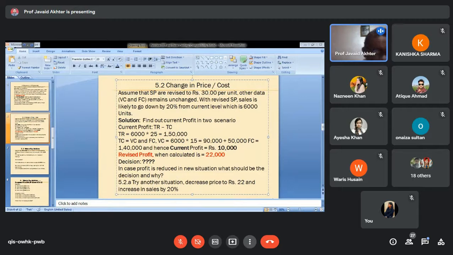Can we assume that the firm has increased the sales price, and with the increase in sales price, sales will also go up? Can we assume so, or will that assumption be unrealistic? Here we have assumed that the firm has increased the prices from 25 to 30, and it is estimated that sales will go down by 20%.